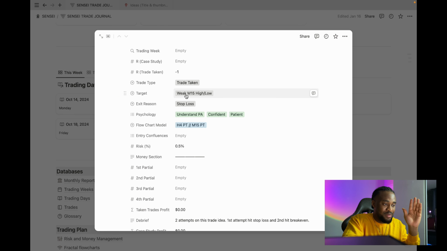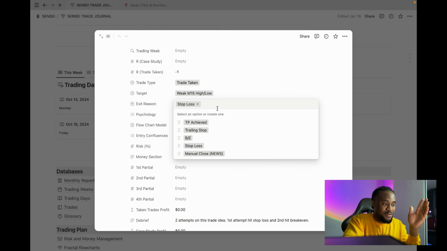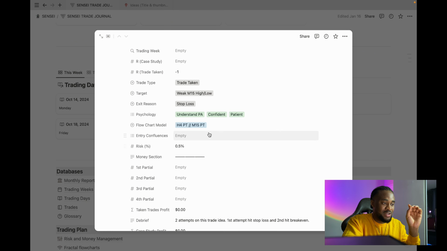My profit target was the M15 week high or low. What happened on that day, you have options: TP achieved, trade stopped, break even, stop loss, manual close due to news, etc. You can add more if you want, but these are the basic ones that I use. And in this case, the stop loss was hit, right?